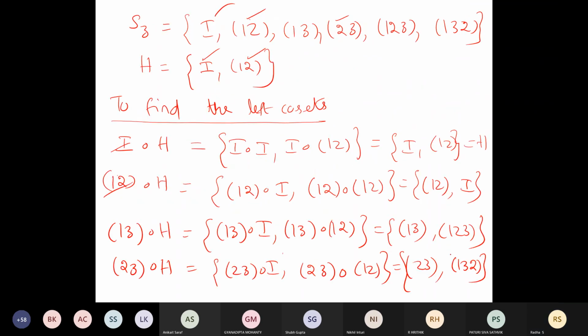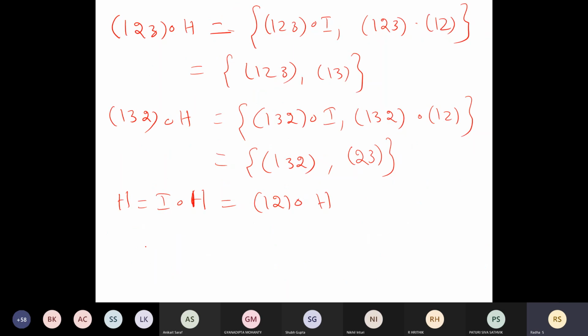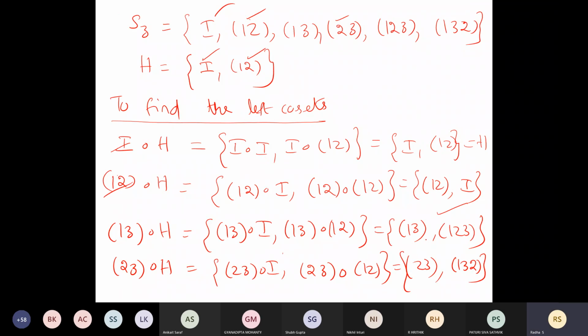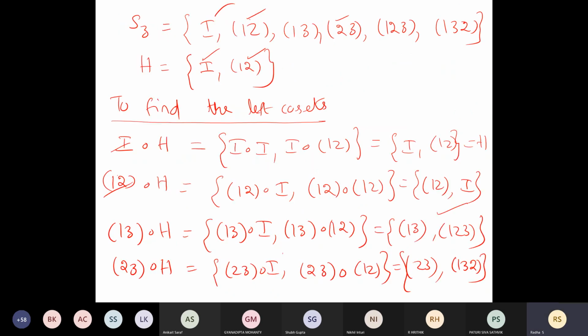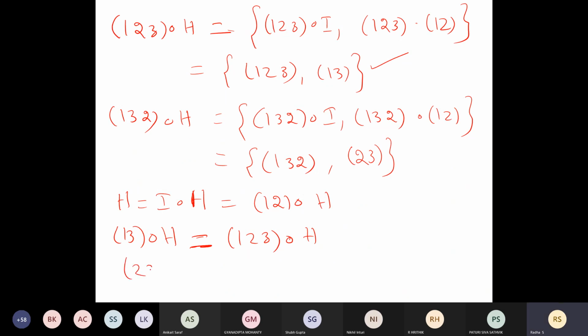Then this coincides with 1, 3 into H. In 1, 3 into H, you have 1, 3 and 1, 2, 3, and here also you have the same thing. So this is equal to 1, 2, 3 into H. Then this has 2, 3 and 1, 3, 2, so 2, 3 composition H is equal to 1, 3, 2 composition H. So these are the 3 distinct left cosets.